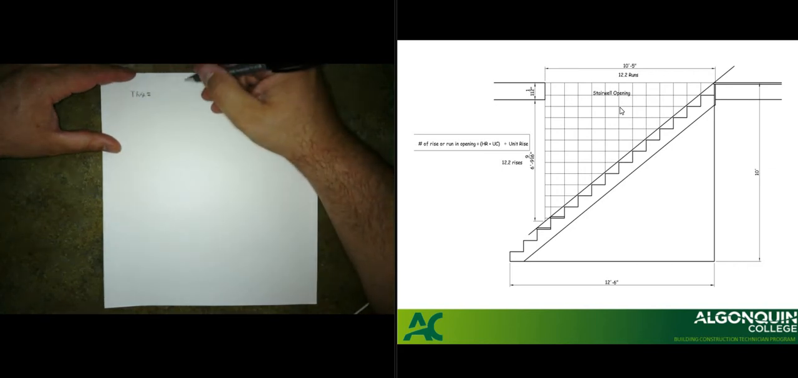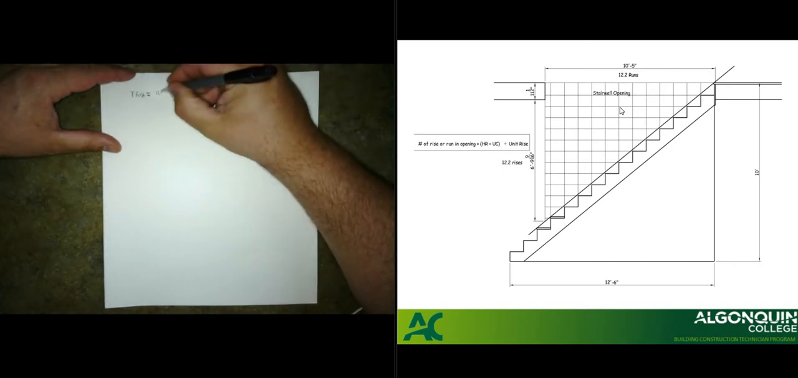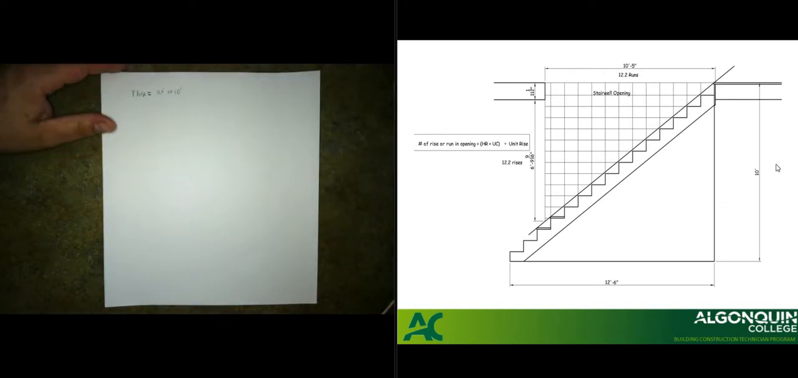So in our case, we're going to go with a total rise of 120 inches or 10 feet, which we can see on the drawing off to the right there. Total rise from finished floor to finished floor. In this case, we have actually already determined the stairwell opening, but we're going to work through the math, not knowing that number. Okay, so that's what we're trying to achieve, that 10'5".